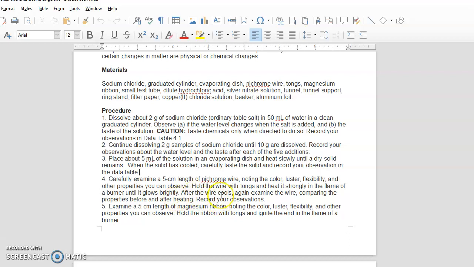So all you have done here is you've not caused it to undergo a chemical reaction. It still is a physical change.